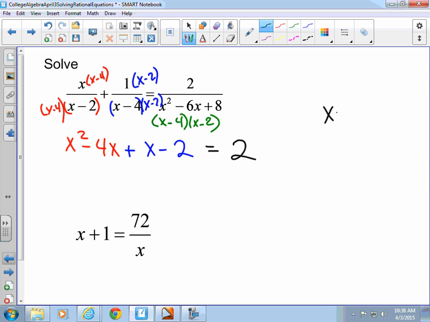I'm going to make a mental note when I do that: x can't be 4 or 2. You don't have to write that on your paper, but it will probably help you if you do. Just write that up there so you can glance back and remind yourself what x can't be. Questions so far? Since it's a quadratic, what do I need to do? Combine my terms and get 0 on one side.